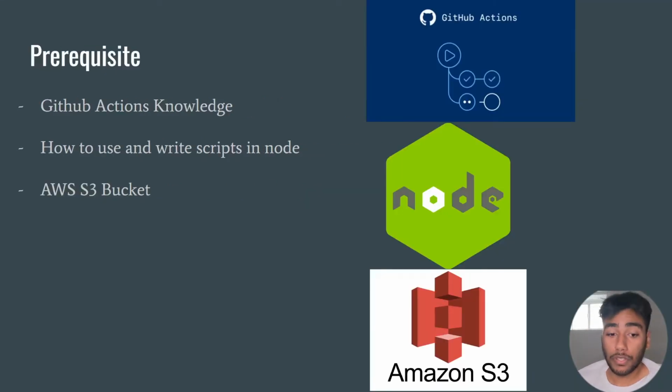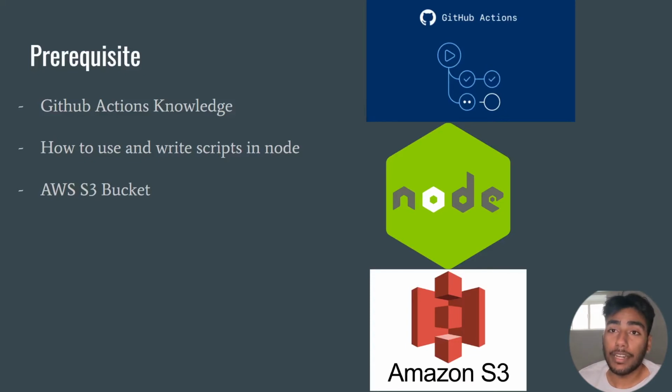So here are the prerequisites. GitHub Actions knowledge, a general understanding of what GitHub Actions do. Maybe you wrote some of your own for your own pipeline. Knowing how to write your scripts in Node. Since we're playing with JavaScript, I'm just going to write all the scripts that we need in Node, just to make it easier for us.